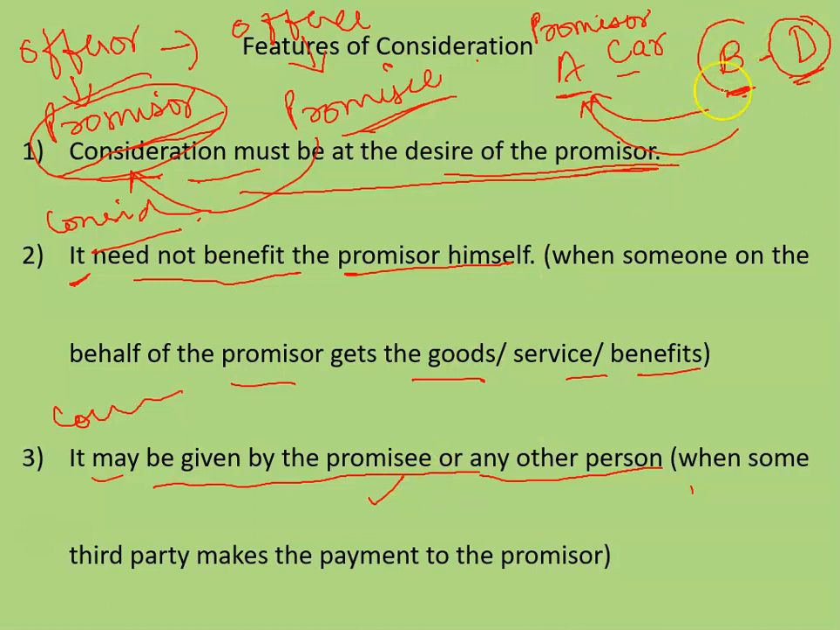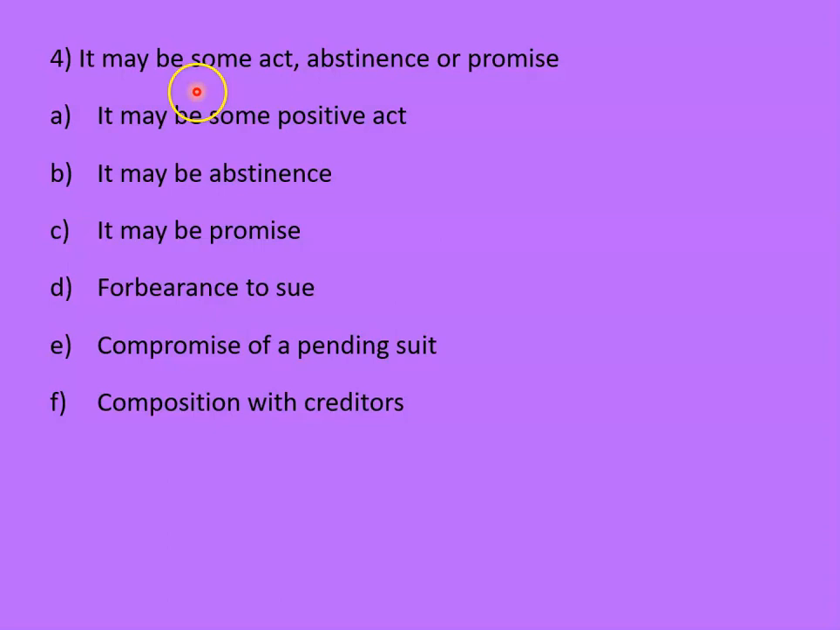Who is the promisee here? B is the promisee here. Or any other person. Who is the any other person here? D is the any other person here. When some third party makes the payment to the promisor, so some third party is making the payment to the promisor, to A. Clear? It may be some act, abstinence or promise.